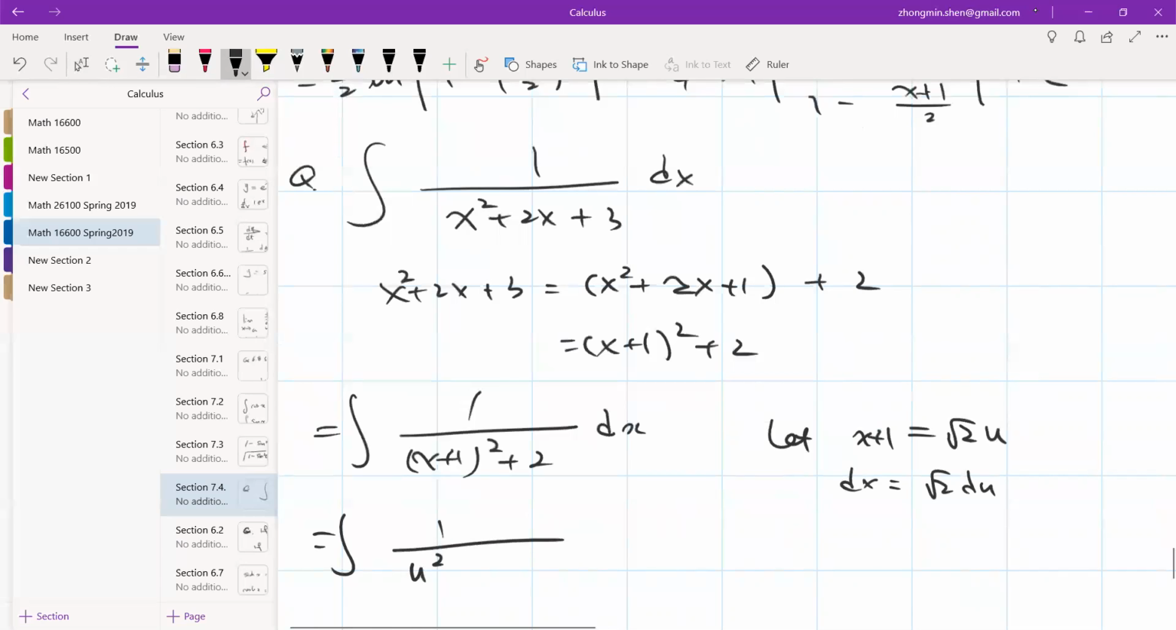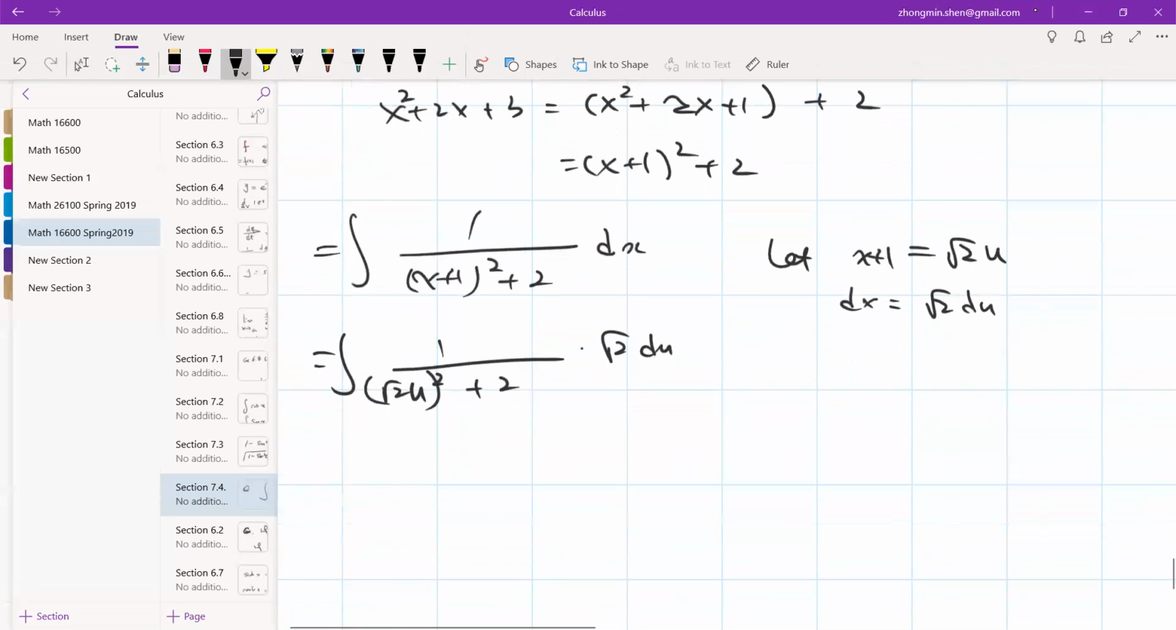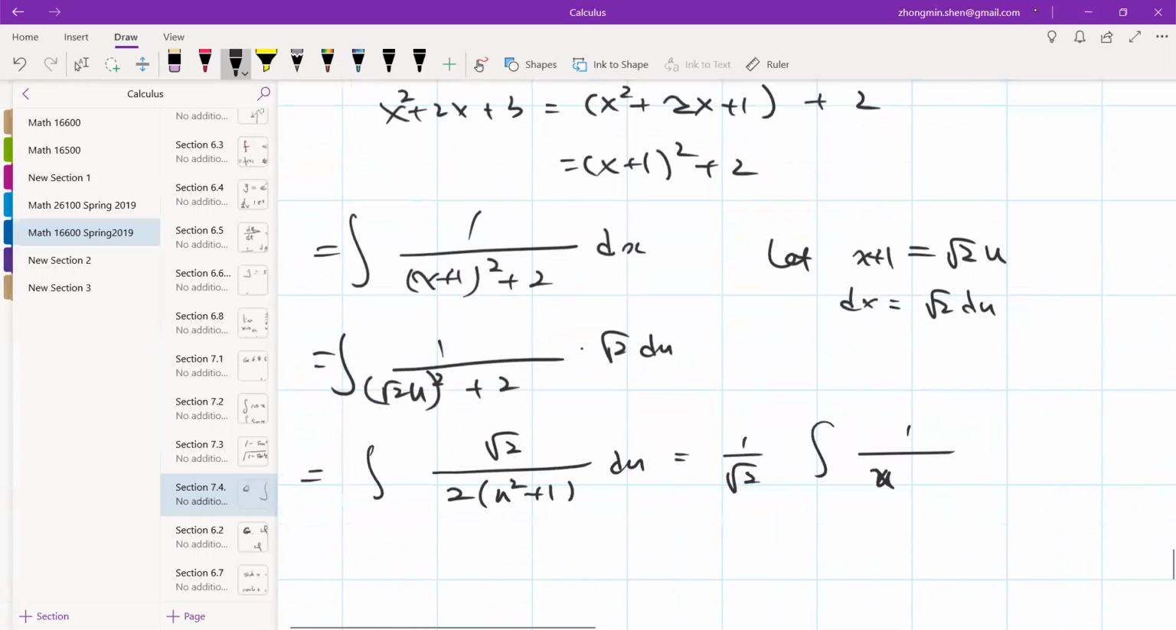So dx is square root 2 du. Okay, and I do get a 2 in the denominator. The numerator, there is a 2 also here. I can take it out. And the antiderivative of this is going to be arctangent of u, right?